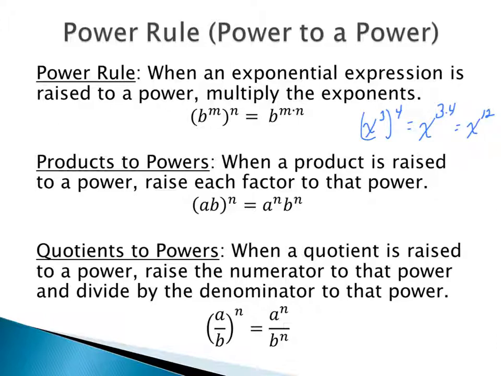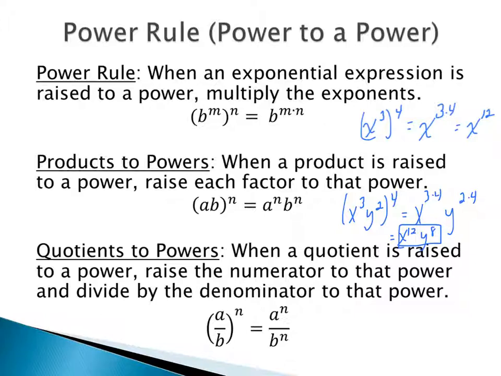If I have a product that is raised to a power, we want to raise each factor to that power. So again, for example, if I have x to the third y squared raised to the fourth power. So inside there's a product, x to the third times y squared raised to the fourth. I would multiply the 4 by each of the exponents. So I'd have x to the 3 times 4 and then y to the 2 times 4. So that way we would end up with x to the 12th, y to the 8th.